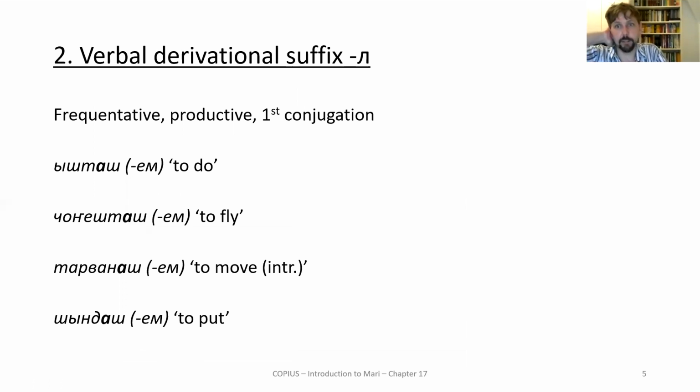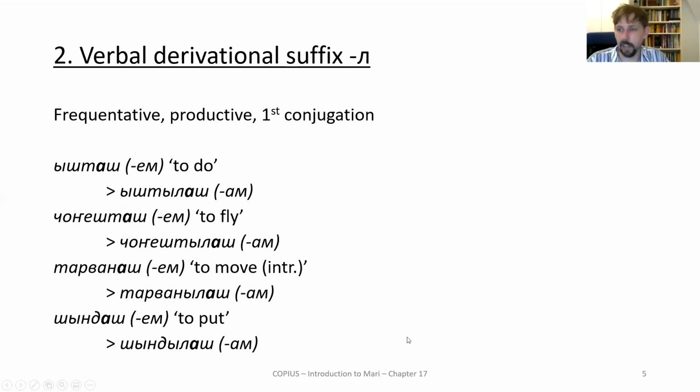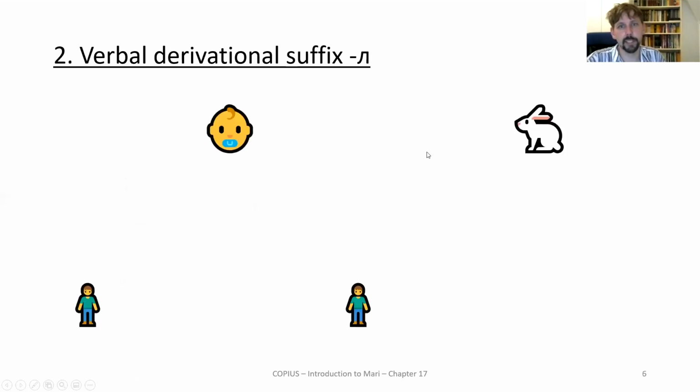We have derivational suffix l forms, first conjugation verbs that are frequentative, doing something repeatedly. Ishtash, to do something once. Ishtalash, to do something repeatedly. Chongeshtash, to fly. Chongeshtalash, to fly around, to flutter around. Tarvanash, to move. Tarvanalash, to move around. Shindash, to put. Shindalash, like to arrange or something like that, doing something over and over again.